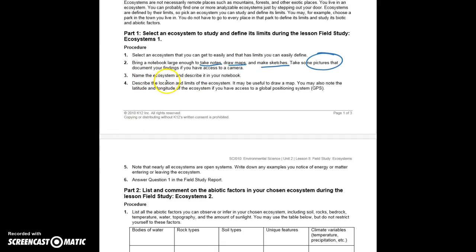You'll need to describe the location and the limits of it. If you happen to have a GPS in your phone, you can give me the longitude and latitude of it. And then answer all those questions about your site in that field study report.